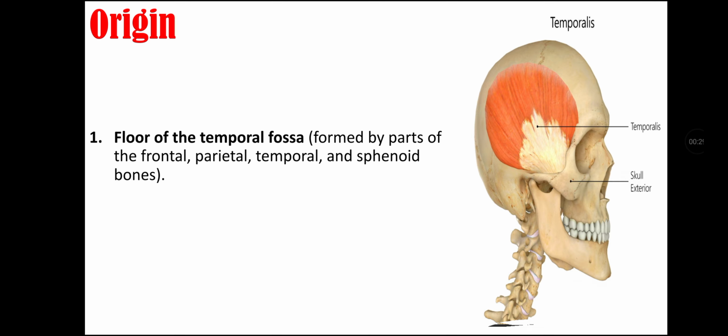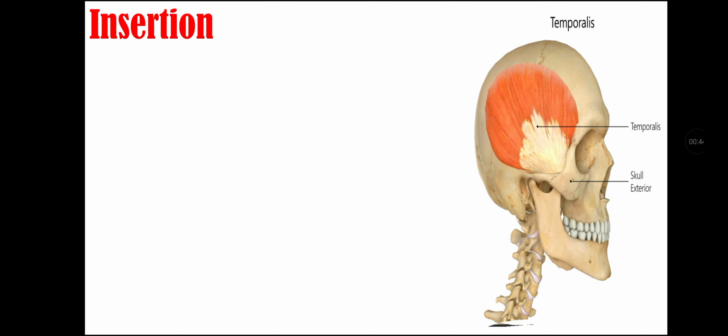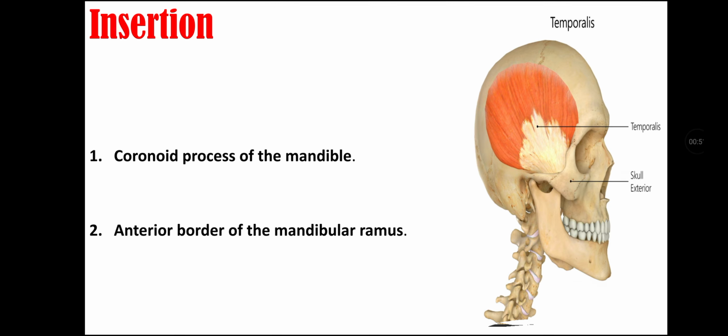Origin of temporalis muscle. It originates from the floor of the temporal fossa that is formed by frontal bone, parietal bone, temporal and sphenoid bones. It also originates from the temporal fascia, that is, from the deep surface of the temporal fascia. Temporalis muscle insertion. It is inserted into the coronoid process of the mandible and the anterior border of the mandibular ramus.